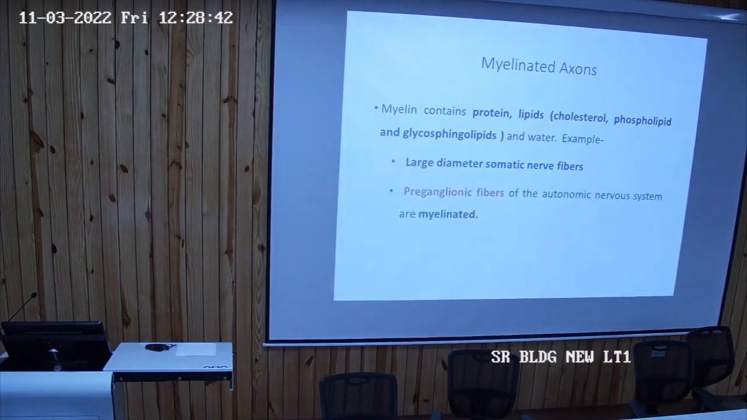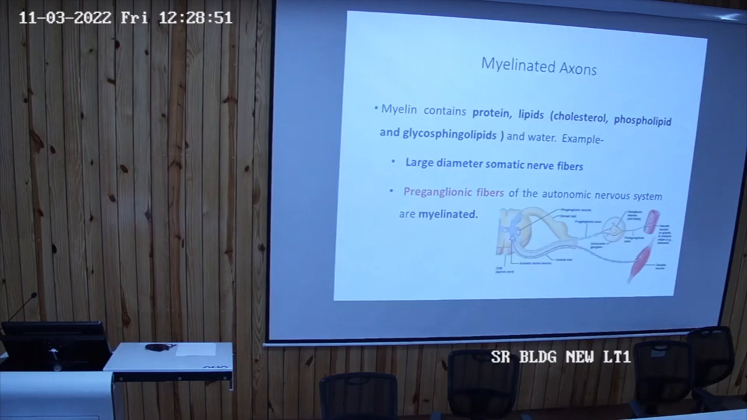Preganglionic fibers of the autonomic nervous system are myelinated axons. You can see in this structure, this is the cross section of the spinal cord. This is the ventral horn. The cell body is situated here, this is the axon, this is the somatic nerve. In the somatic nerve there will be no ganglion in between. That is the difference between autonomic nerve and somatic nerve fibers.